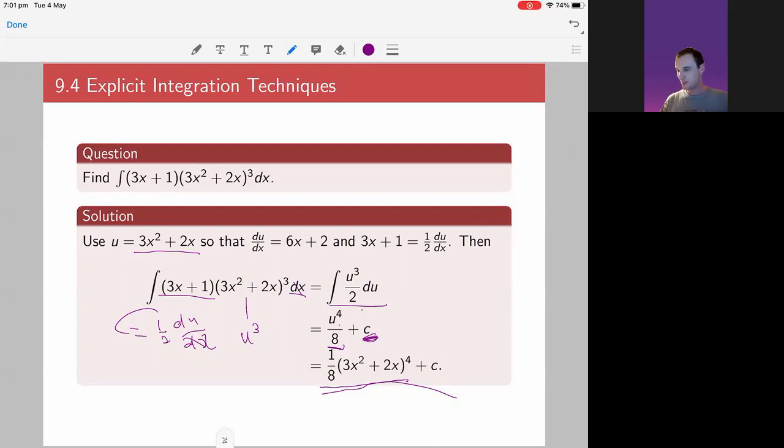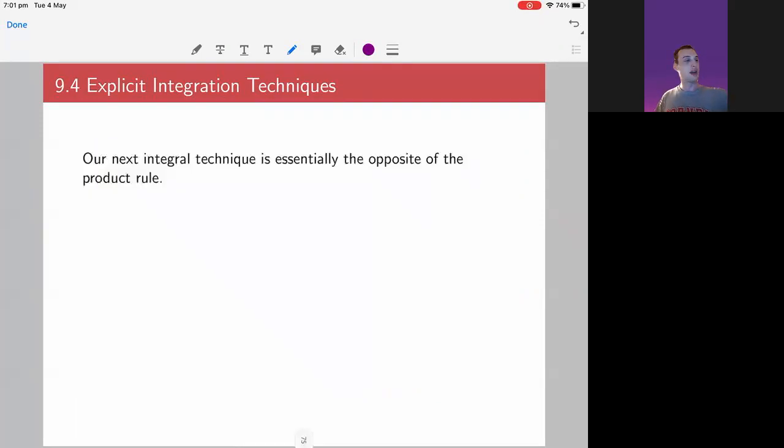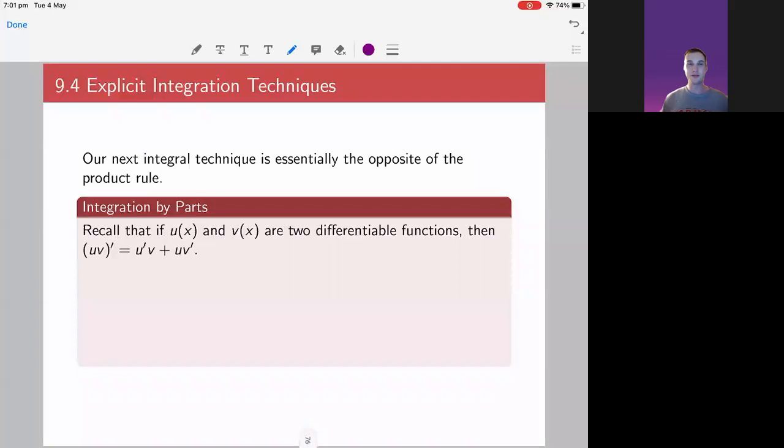So let's keep going. We've just spent a lot of time discussing how integration by substitution, which I claimed was basically the integral opposite of the chain rule, could be used to solve certain integrals. Now we're going to be looking at the opposite of the product rule. So the product rule is a certain rule for differentiation. The next technique we're going to be talking about is basically the integral version of that, and this is called integration by parts. This is a very well-known technique.